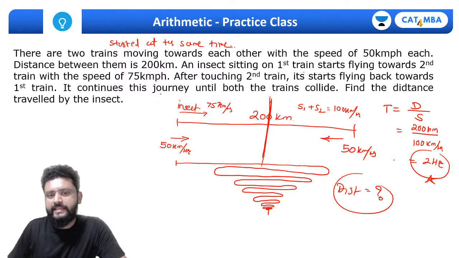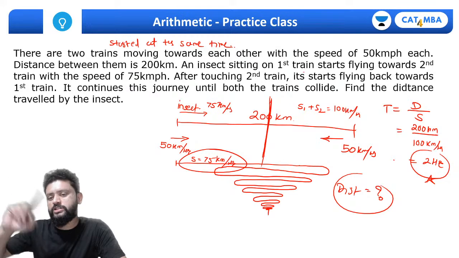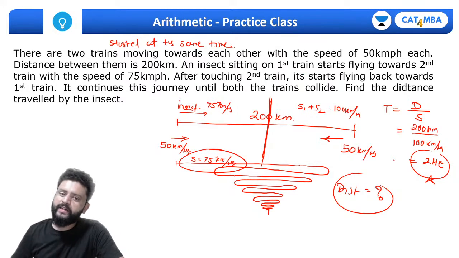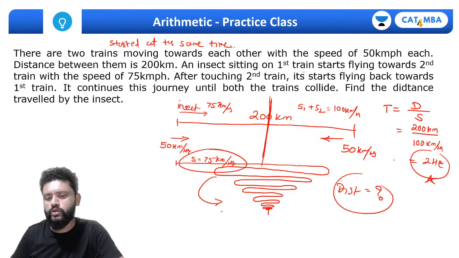Okay, so the thing is, this insect was traveling with the speed of 75 km per hour. That simply means जब तक वो ट्रेन मिलते नहीं है तब तक ये इंसेक्ट इधर जा रहा था, इधर से वापस, इधर यू टर्न लेके वापस, ऐसे चलते रहेगा. So that simply means this insect has traveled for 2 hours.